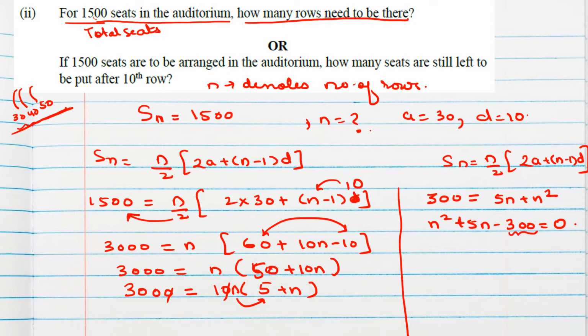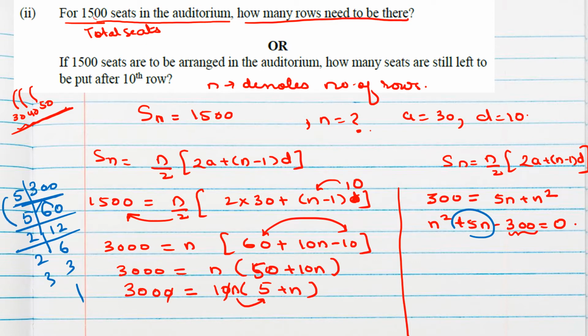So how can we split 300 such that the sum should be 5 and the product should be 300? Prime factorization you can also do, no problem. Suppose from 5 if you start, 5 times 6, and then again 5, then 2, 6, 2, 3 and 3. So we need sum 5. See, if I take 25 and 12 I will not get sum 5.